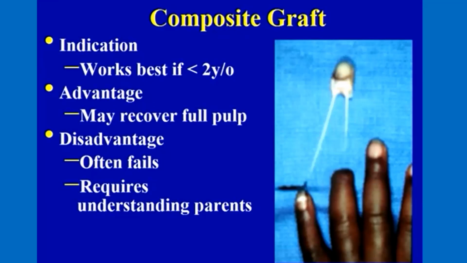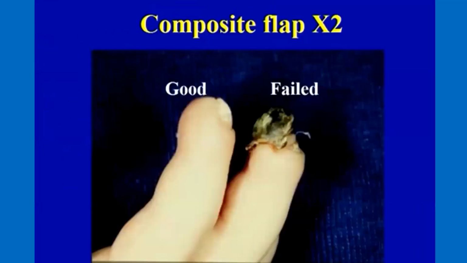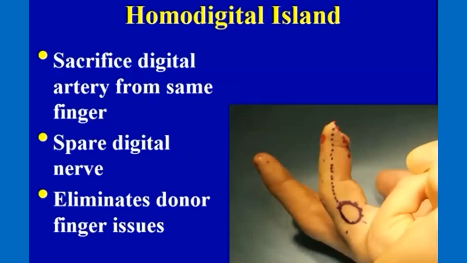Flap from one area and transfer it to the thumb. But the problem is that these patients would have complications on the donor side. Or you can take an eyelid flap from the same finger and translocate.